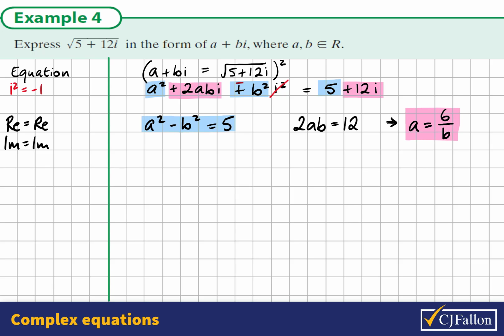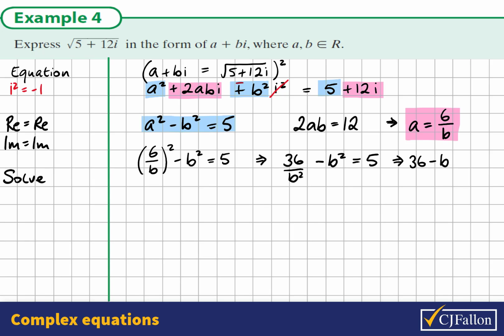Now we want to solve this system of equations. To solve a quadratic and non-quadratic type equation, we'll substitute. So we'll replace a squared in the blue equation with 6 over b, all squared. Expanding this, we get 36 over b squared minus b squared is equal to 5. If we multiply across by b squared, so that we have no denominator, we see 36 minus b to the power of 4 is equal to 5b squared.